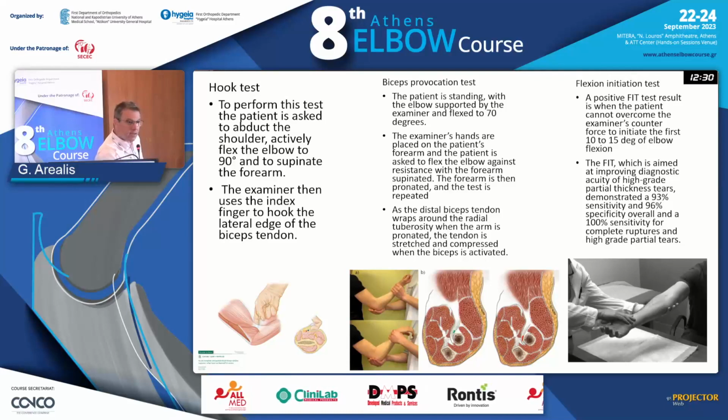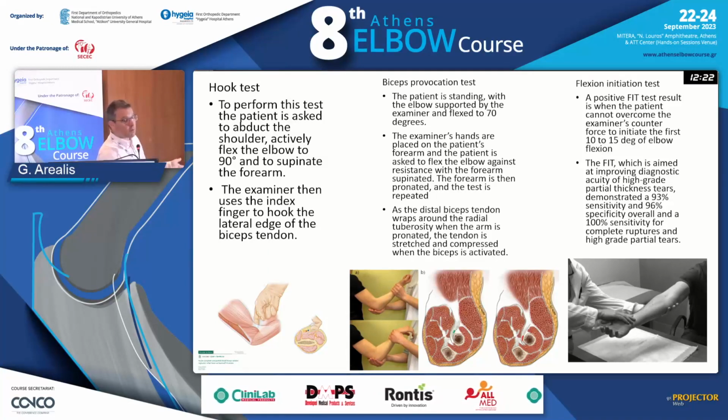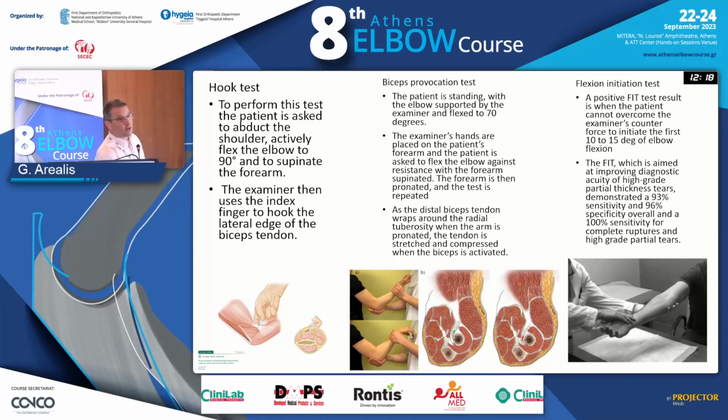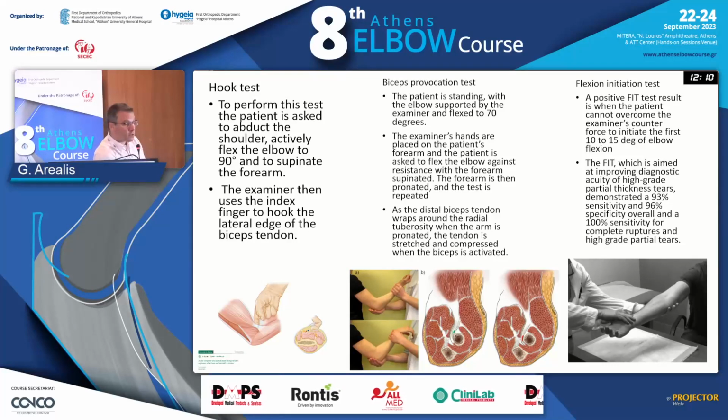And there is a battery of tests. With the hook test, you can see most of the complete tears. When you have a partial tear, it's a similar thing to an impingement in the shoulder joint, so you need to irritate the tendon to reproduce the symptoms. A very good combination of tests is the hook test and the flexion initiation test, which is rather simple.